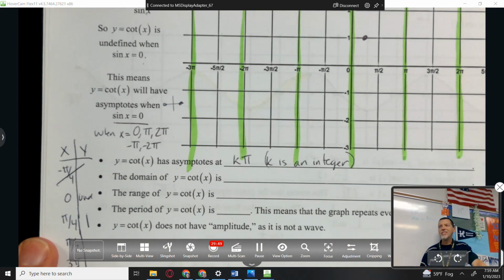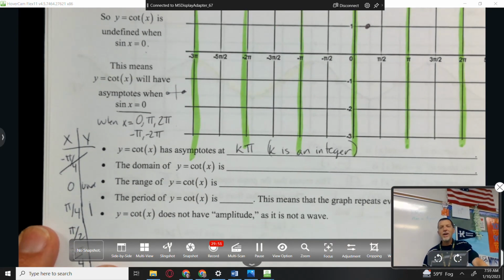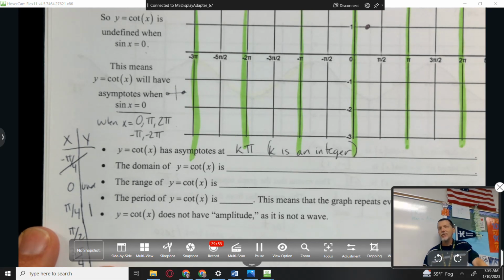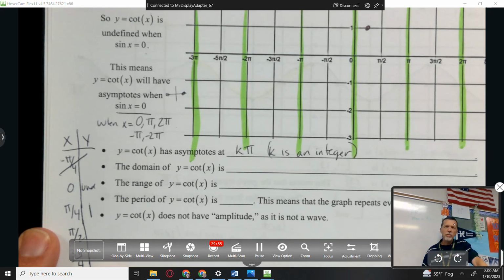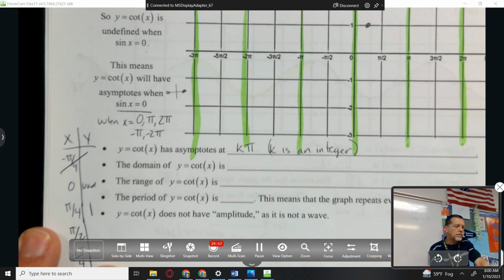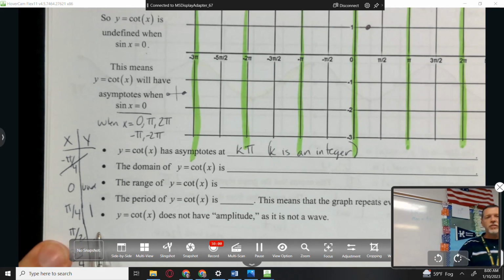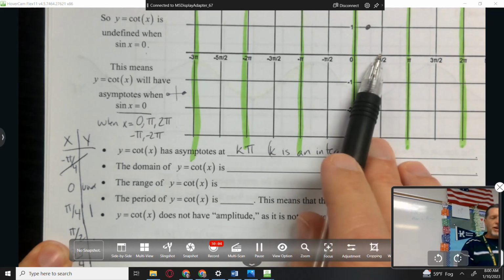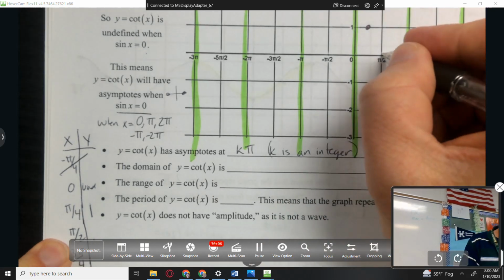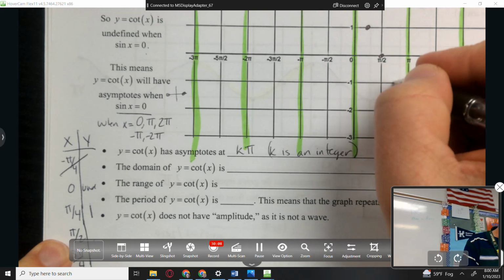Even though we've never done this graph before, I bet you could guess what the graph looks like just from that one point. What do you think the cotangent of pi over 2 is? Now, either do x over y, or you're probably just looking at the graph at this point. It's 0, and then negative 1.